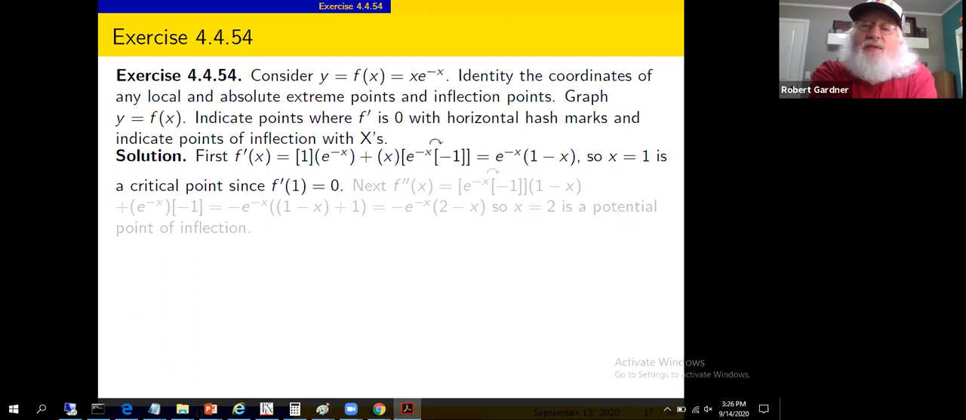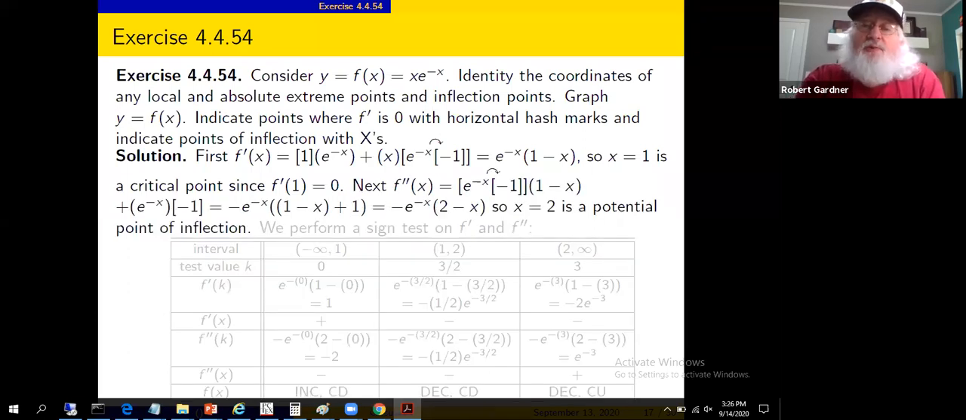Okay, where is this 0 and where is this undefined? It's never 0. The exponential function is never 0. This factor is 0 when x equals 1. Also, the exponential function, it's always positive. So when I do sign test, it'll be easy with the exponential part. The 1 minus x part can be 0. At x equals 1, it's 0. And we would have the derivative 0 at x equals 1 because that factor is 0. And that's the end of the story because that exponential function is always positive. No critical points from it.